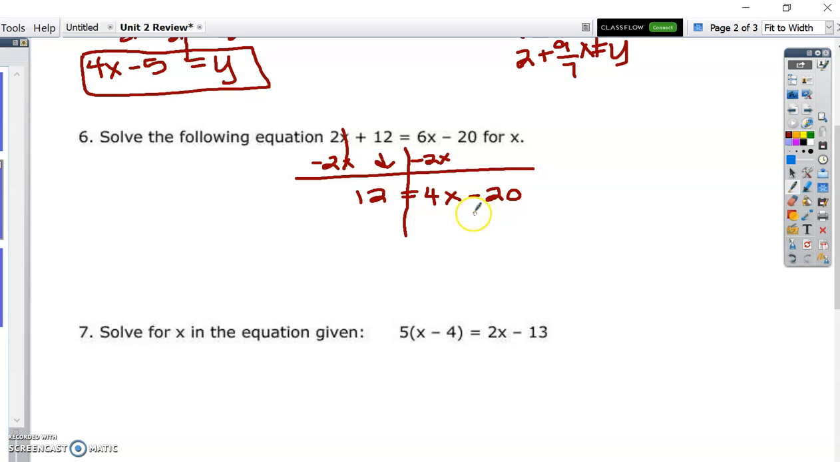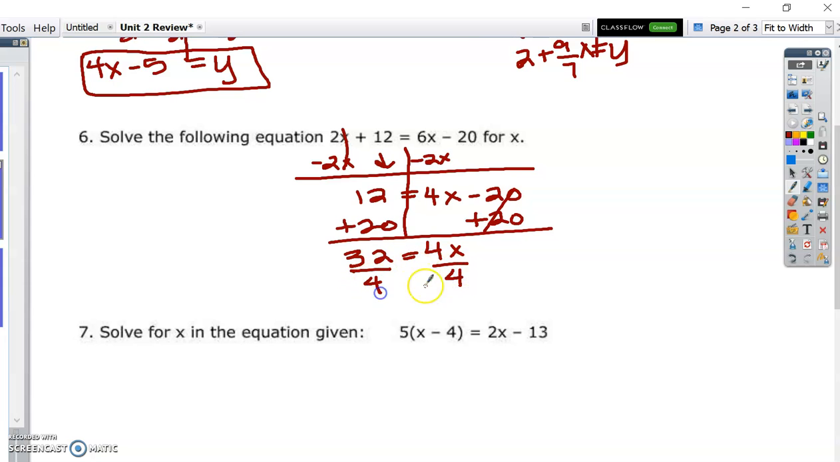Alright, so I'm going to add 20 to both sides. Cancel. 4x comes down. It equals 12 plus 20, which is 32. Divide by 4. And x equals 8.